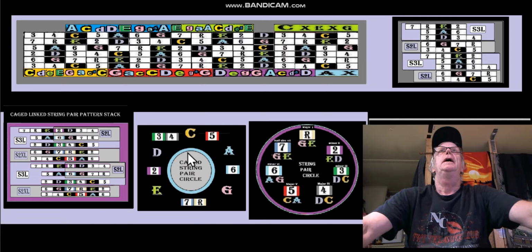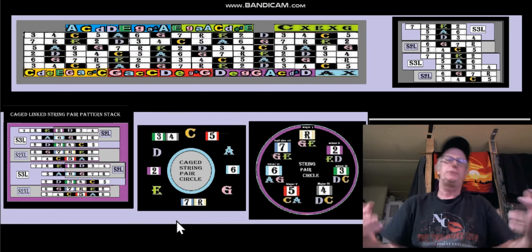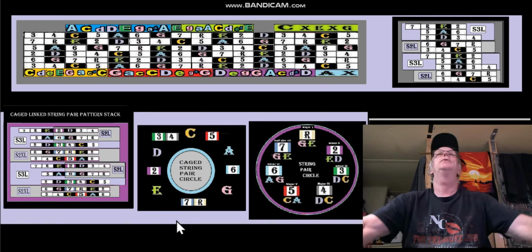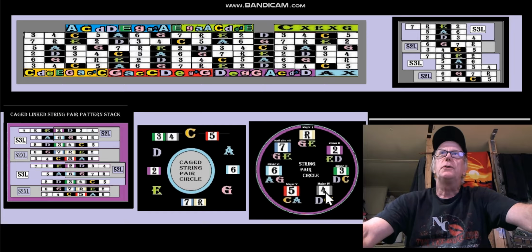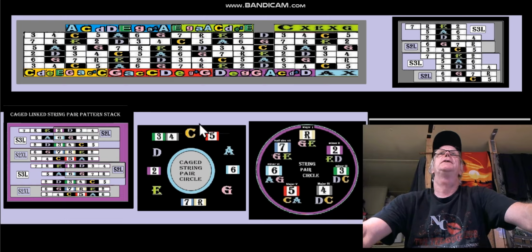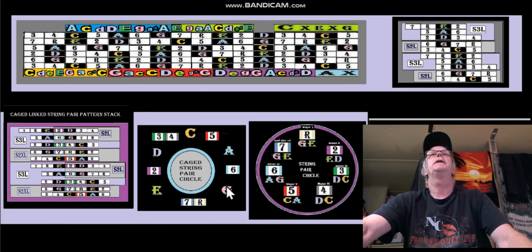It's just an easy way. These two diagrams right here are the same diagram, just flip-sided. They're both going in the same direction also. So you can see G E goes to E D, goes to D C, goes to C A, goes to A G. So this goes clockwise CAGED, and this goes clockwise CAGED.